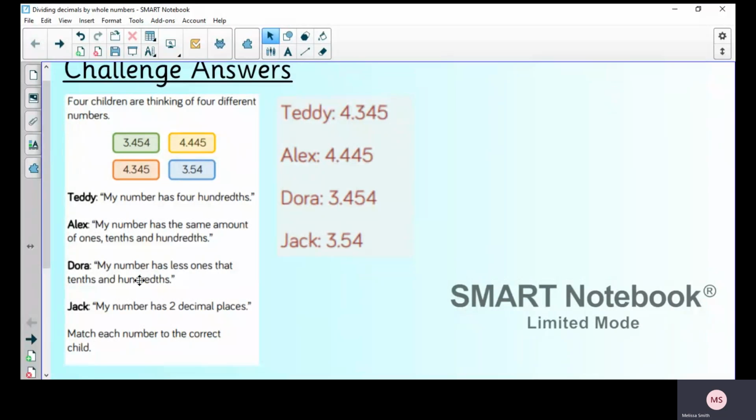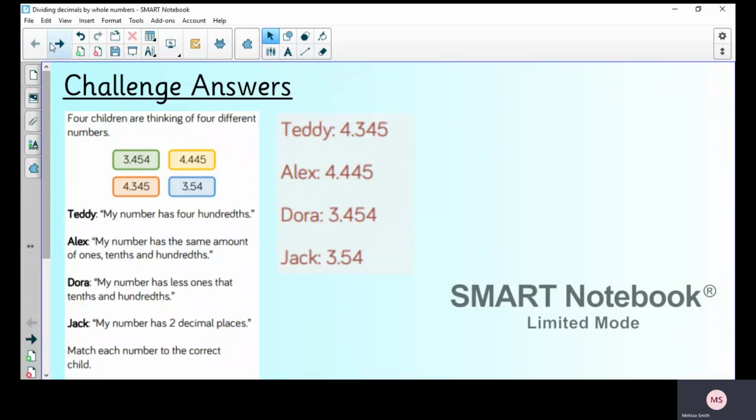And then let's have a look at the answer for Dora. My number has less ones, that should have been than tenths and hundreds. So here we go. Here the ones are less than the tens and the hundreds. Alex, my number has the same amount of ones, tenths and hundreds. Ones, tenths and hundreds, they're all 4, they're all the same. And Teddy, my number has 4 hundredths. Let's check the hundredths column. There we go, it's 4. Well done if you got the challenge from yesterday correct.